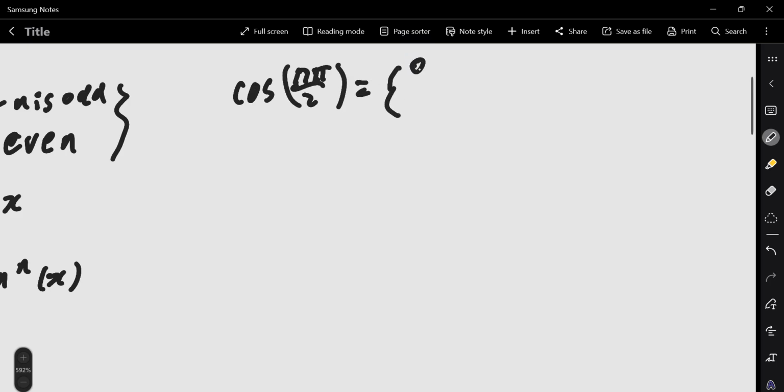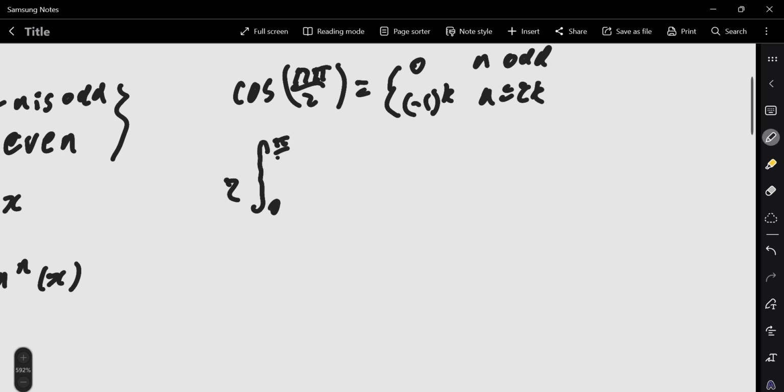It's going to be 0, and then minus 1 to the k, and odd n equals 2k. And this is very important because it explains why the odd terms kind of disappear. So we're going to replace n with 2k. And so it becomes two lots of the integral from 0 to pi over 2 of the sum running from k equals 0 to infinity of minus 1 to the k.